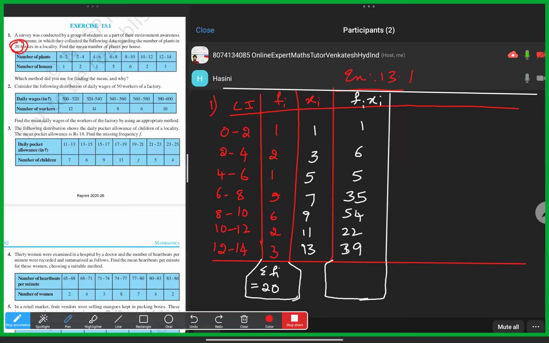Okay. So now this one, sigma fi xi. These also we will add, Hasni. How much will we get?